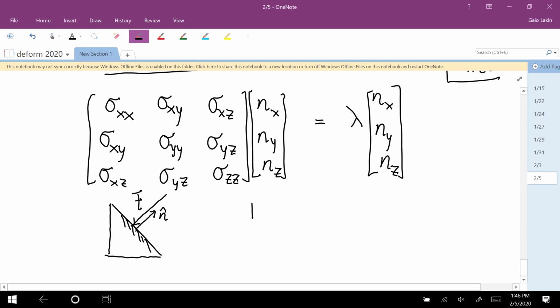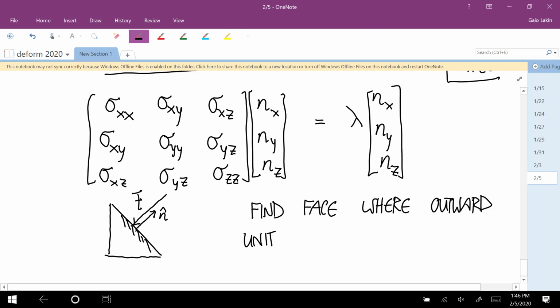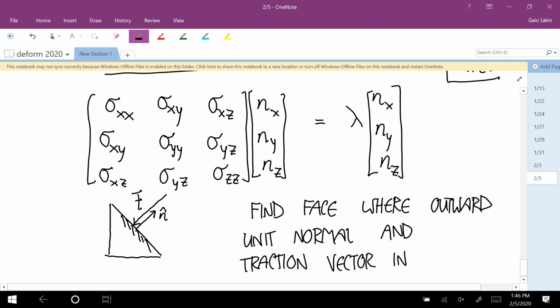And so the idea is that we're trying to find a face where the outward unit normal and the traction vector are in the same direction. So now how do we solve that?